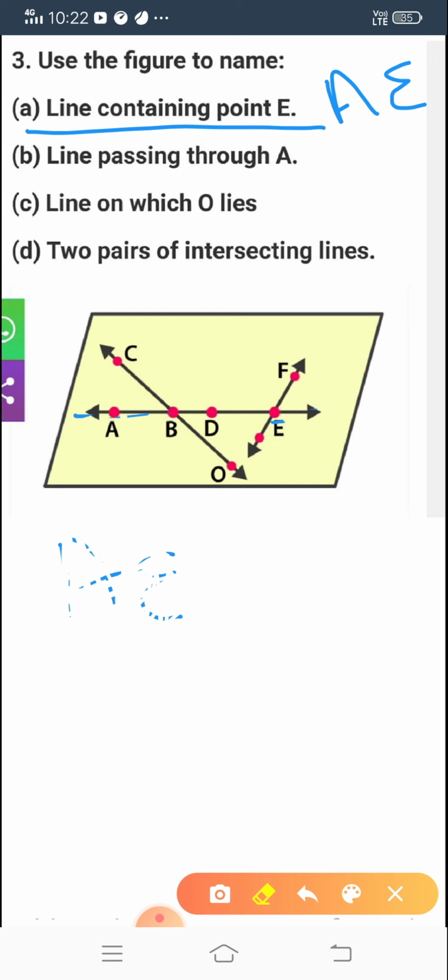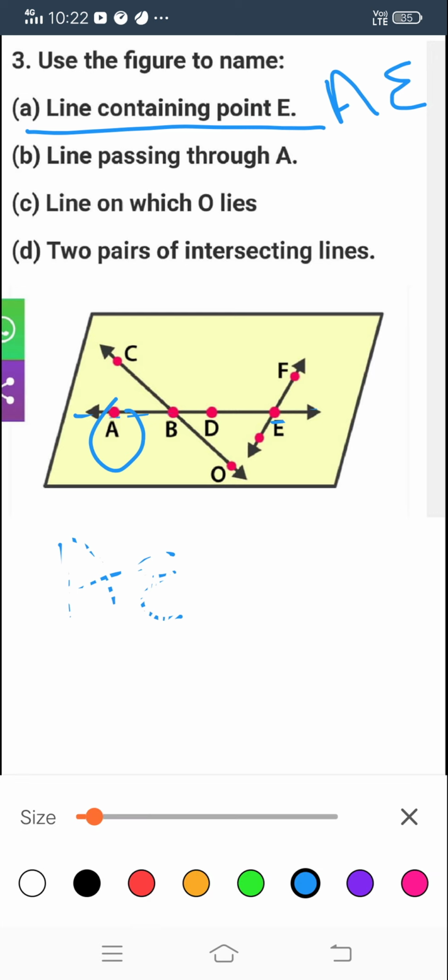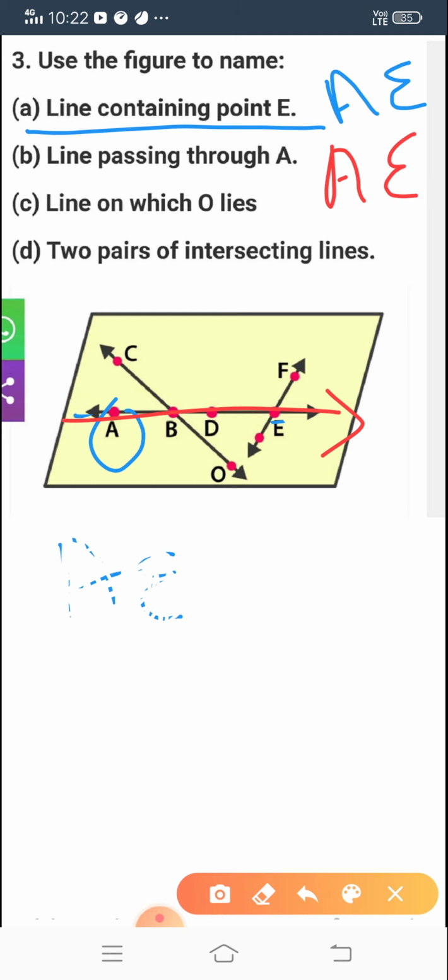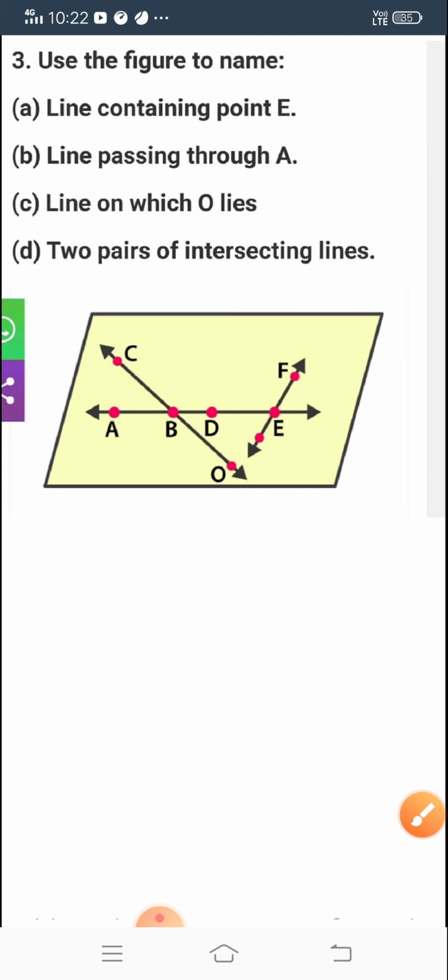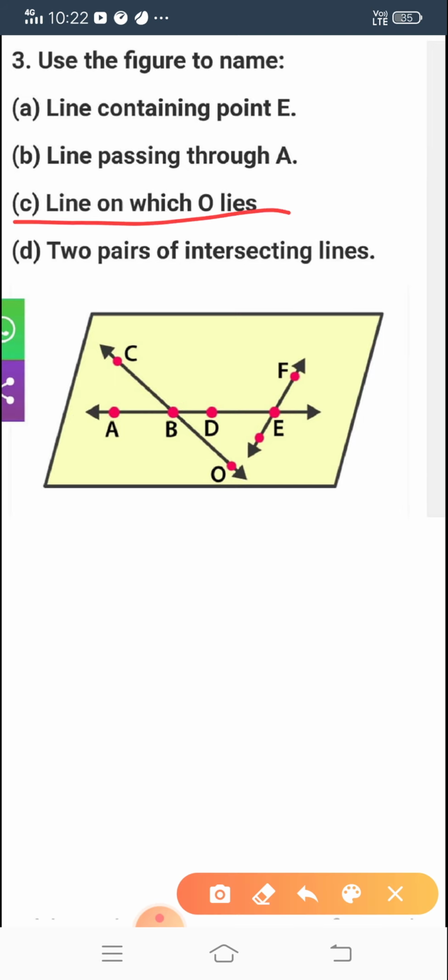Line passing through A. Line passing through A means, where is your A? It is here. Line passing A. Then what's your answer? That is also AE. Line passing A is AE.